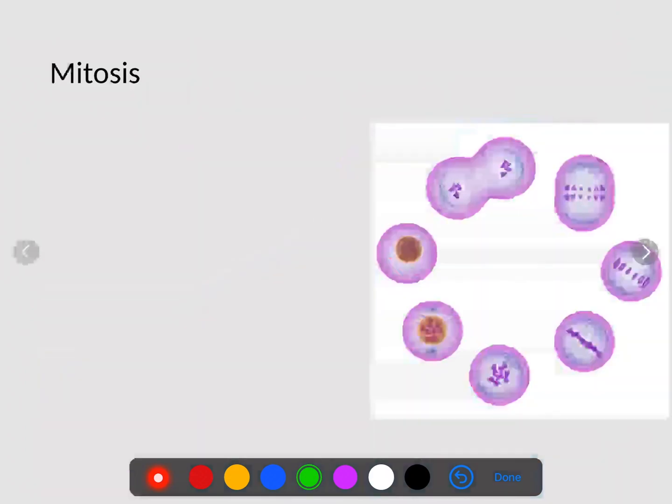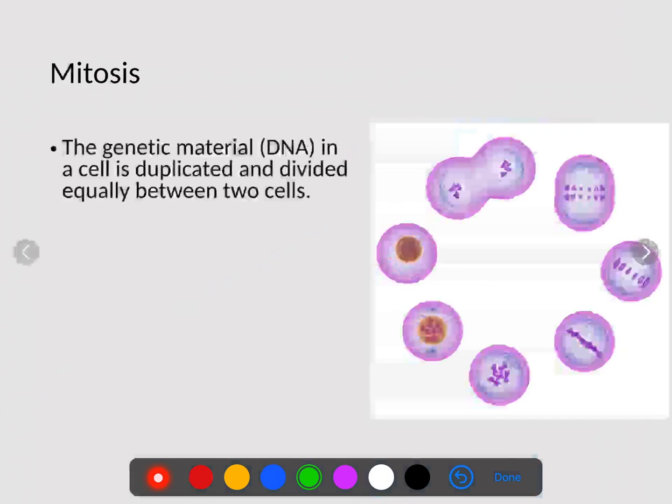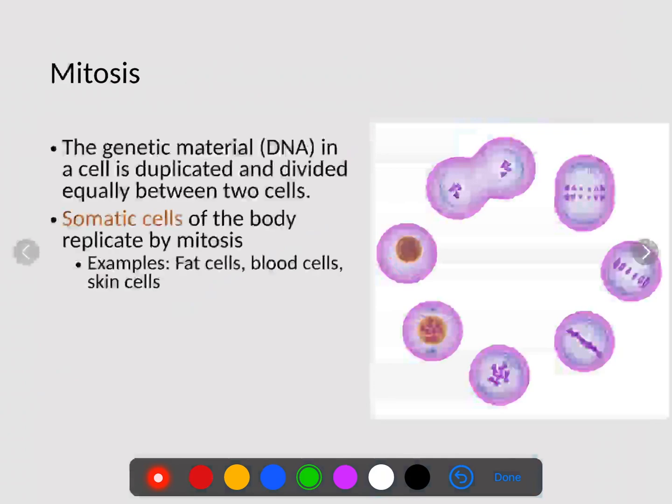So we're going to start with mitosis. And again, mitosis is this process of making an exact copy. So the genetic material in a cell is duplicated and divided equally between these 2 cells. So we're making like skin cells, or cells in our intestines, things like that. So again, they're somatic cells. They're the body cells, and again, exact copies.